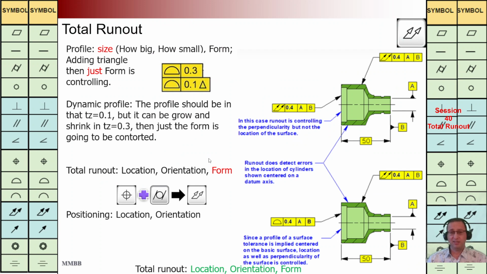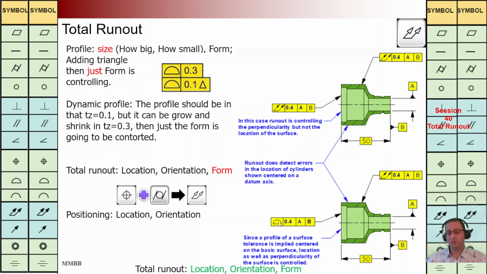In this last slide, I would like to do a comparison between total run out, profile and positioning. As you can see here, for this figure, we are going to have this total run out TZ 0.4 back to AB, and for this cylinder, we are going to have the same value of the TZ back to AB.